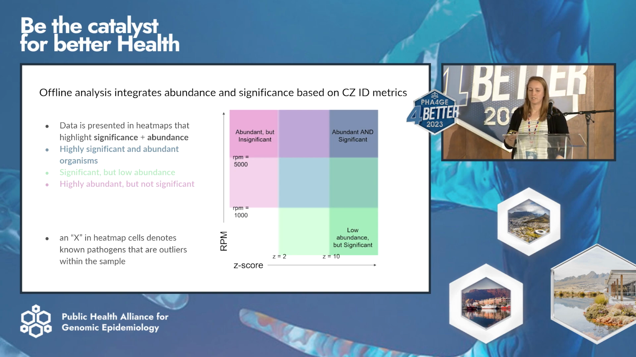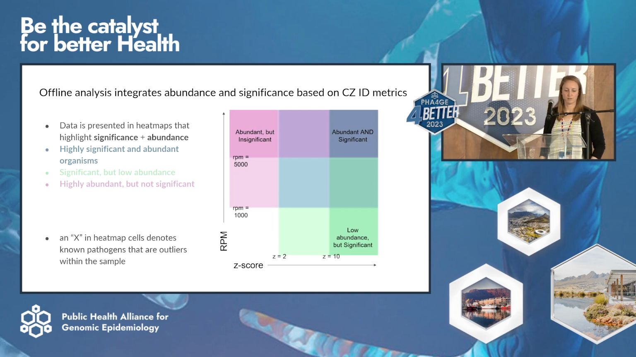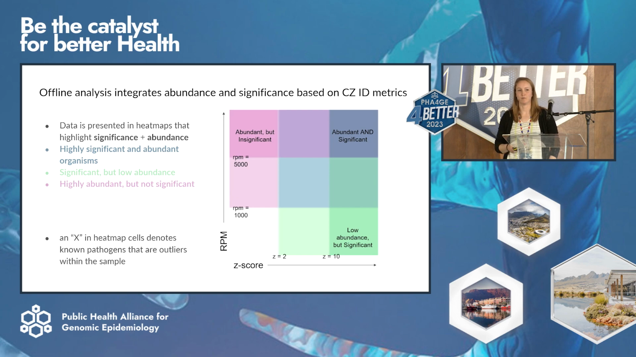And so here what we did is we looked at, in blue, the things that are both abundant and significant as compared to the water. And then in green are the low abundance things, but they're still not present in the water controls, so likely potentially interesting pathogens. And finally, in purple, we have the abundant but insignificant. So they might be highly abundant, but maybe there's E. coli in the water, and so we can't really trust that finding.